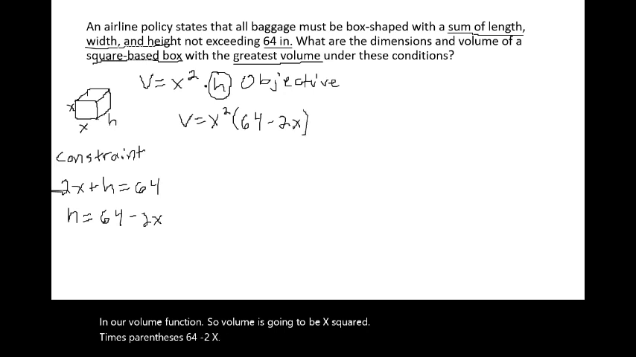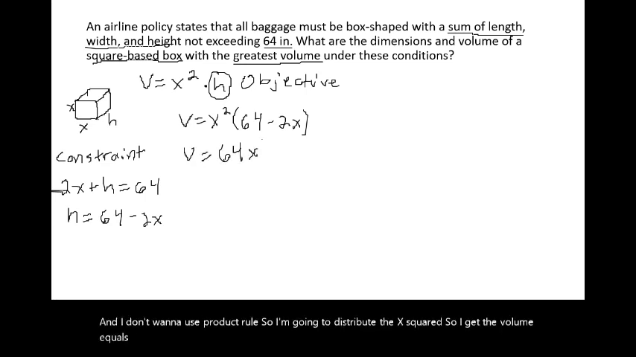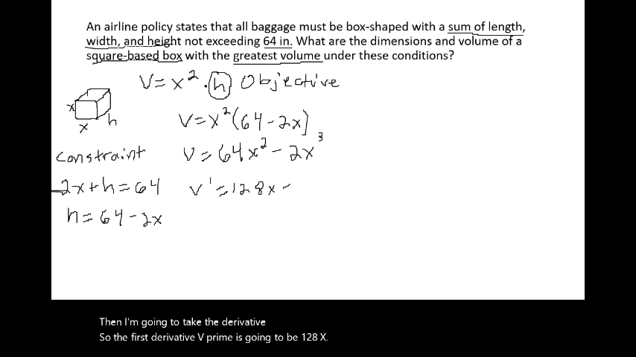And I don't want to use product rule, so I'm going to distribute the x squared, so I get the volume equals 64x squared minus 2x cubed. Then I'm going to take the derivative. So the first derivative, v prime, is going to be 128x minus 6x squared. Then I am going to take this and set it equal to 0 and solve for x.